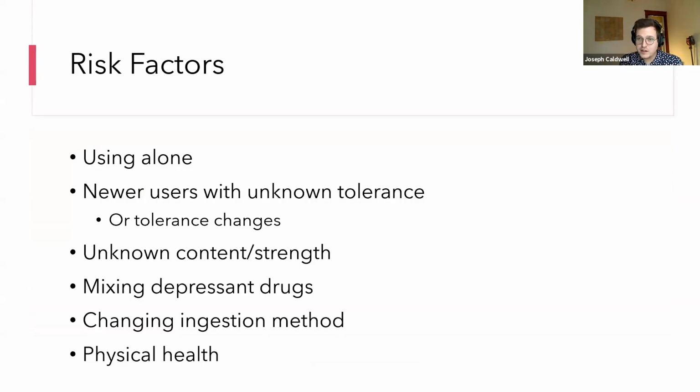So I'm going to go over some risk factors for an individual who may be at risk of overdosing.